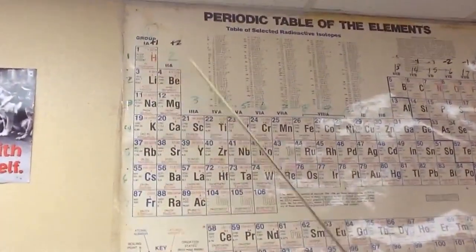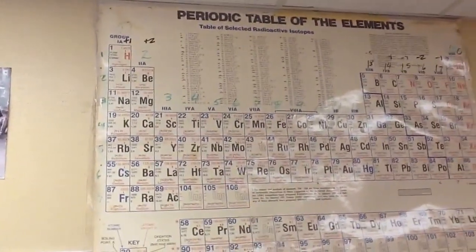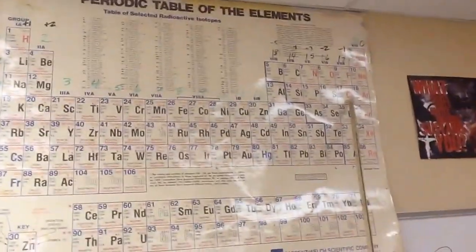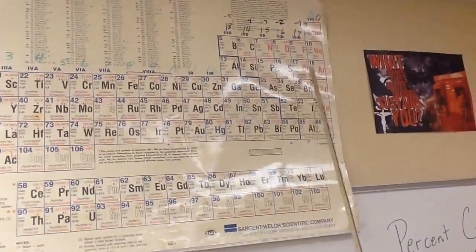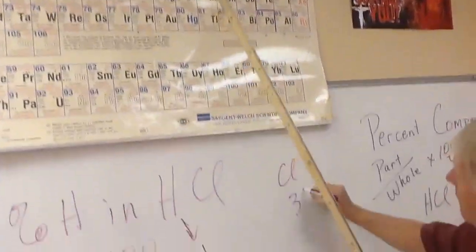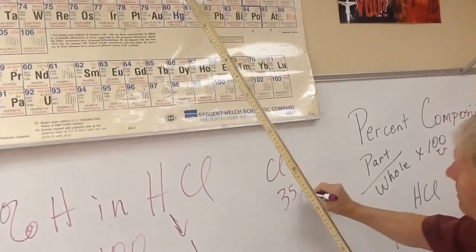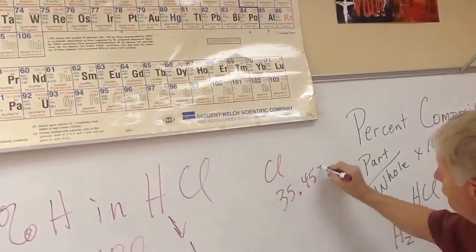Well, here we go. Hydrogen is 1.0079, so we're going to round that off to 1. Okay, chlorine, we're going to come over here. Now, I love using chlorine because the gram molecular mass of chlorine is 35.453.